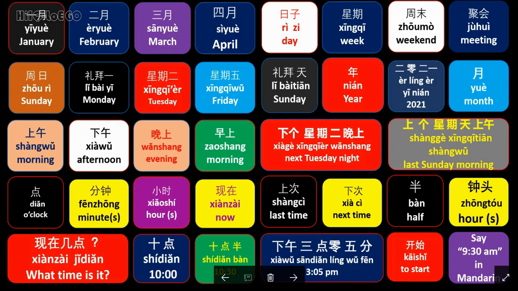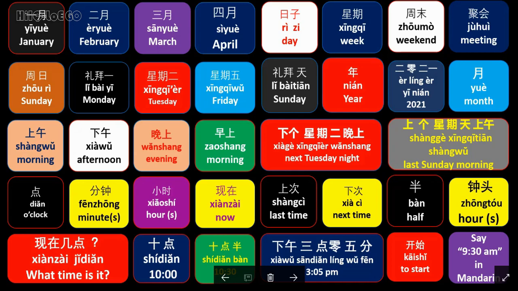Alright, so 现在 that's now. 现 has to do with money. 在 we remember this one. 在 on, in, that's a preposition which is more like a universal preposition. Because it's time. 现在 that's now. So we can ask now 现在几点？ 现在几点？ that's nice.